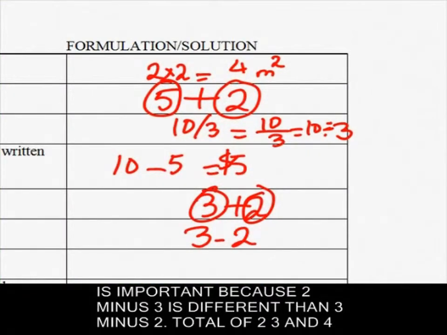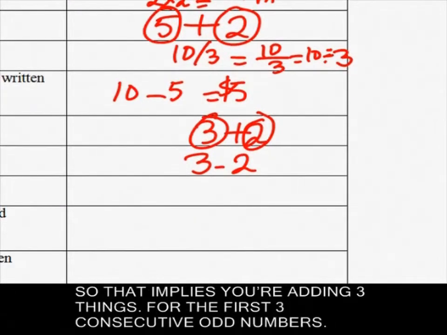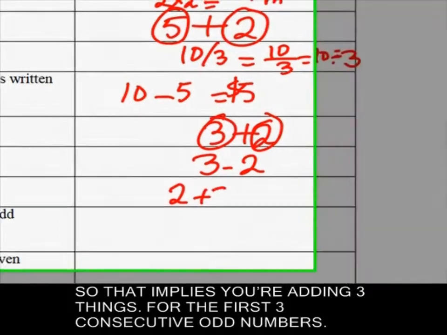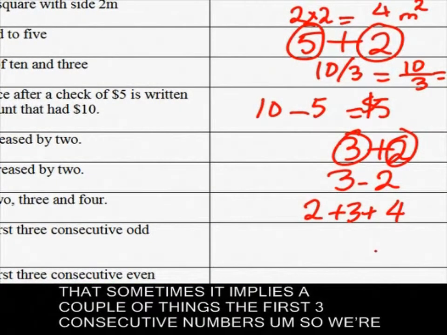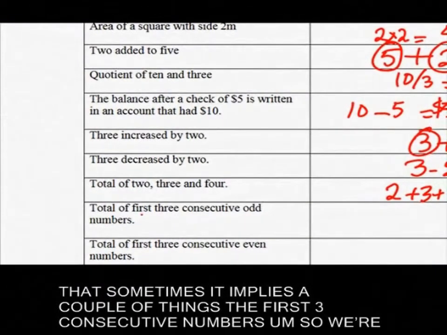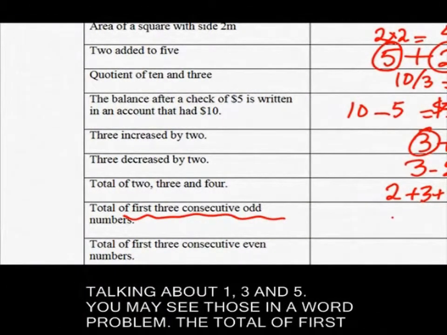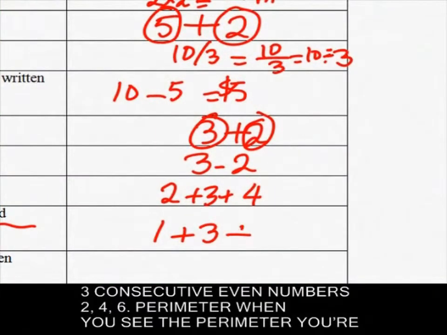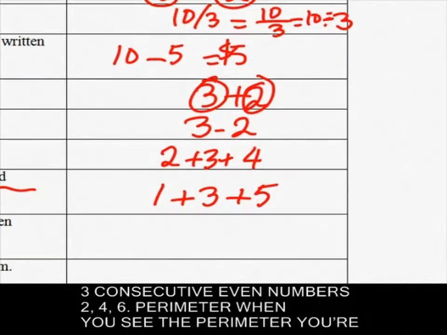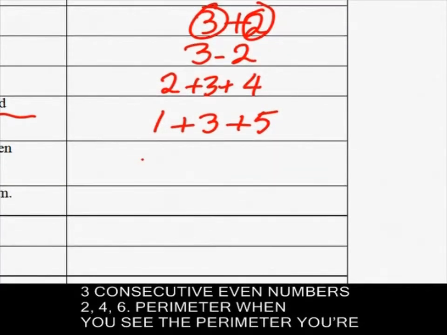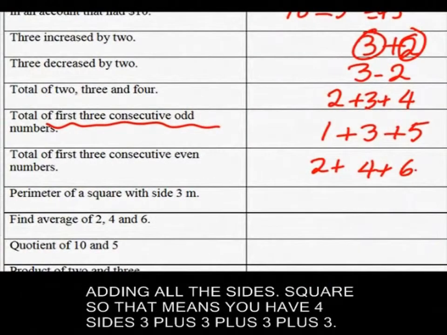Total of 2, 3, and 4. So that implies you're adding 3 things. Total of first 3 consecutive odd numbers. Sometimes it implies a couple of things. First 3 consecutive numbers. So we're talking about 1, 3, and 5. You may see those in a word problem. Total of first 3 consecutive even numbers. 2, 4, 6. Perimeter. When you see the perimeter, you're adding all the sides. Square, so that means you have 4 sides. 3 plus 3 plus 3 plus 3.